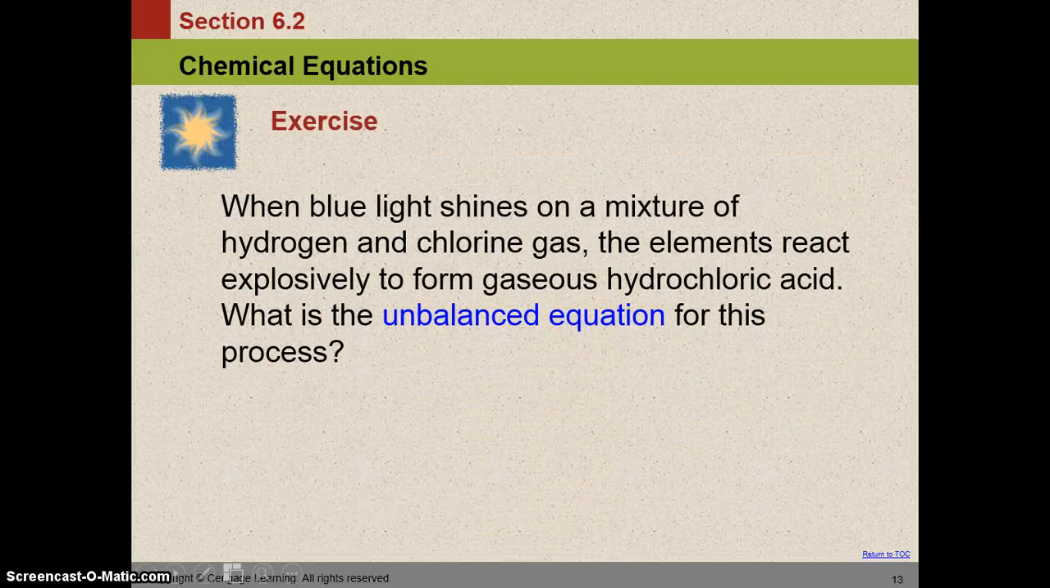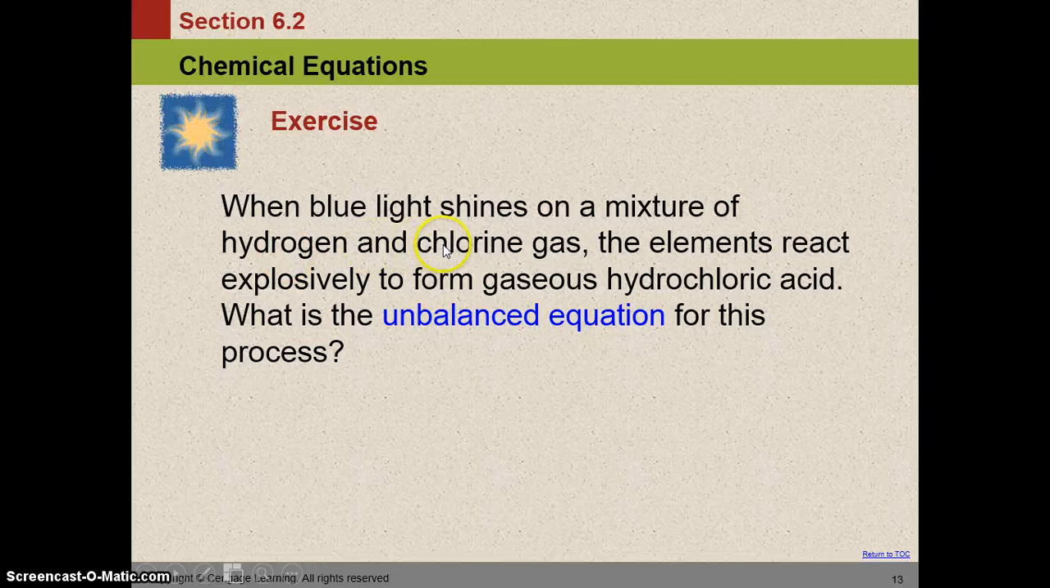When blue light shines on a mixture of hydrogen and chlorine gas, the elements react explosively to form gaseous hydrochloric acid. What is the unbalanced equation for this process? And I warned you about this in the last chapter, that you needed to know how to name compounds in order to be able to write out your chemical equations properly. So what you do is you just have to decode what's in here. When a blue light shines on a mixture of hydrogen and chlorine gas, so those are the things you're going to write down, that "and" is going to be a plus sign.